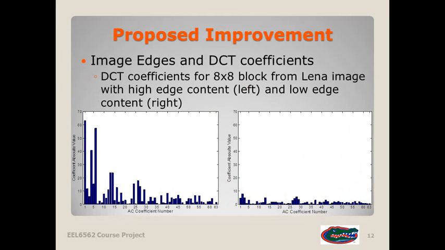Here are plots of the individual block DCT coefficients for a block with very high edge content, and a block with very low edge content. The plot on the left shows a block for high edge content, and the plot on the right shows a block with low edge content. As you can see, the coefficient magnitudes are much larger for the high edge content versus the low edge content.